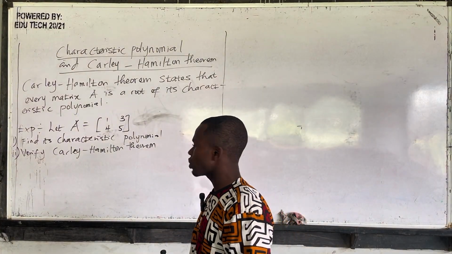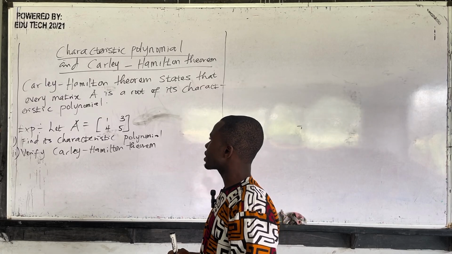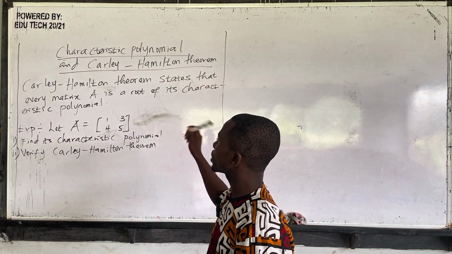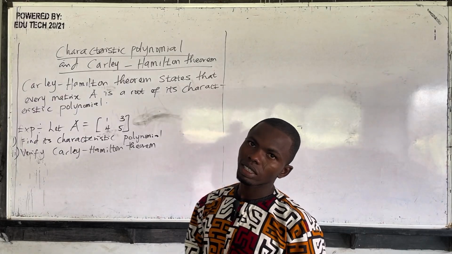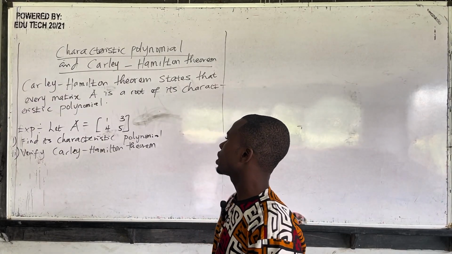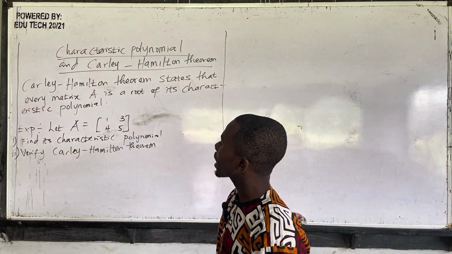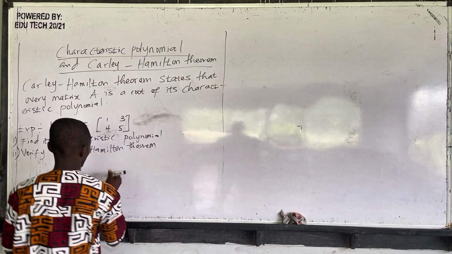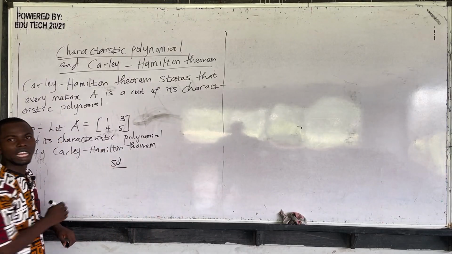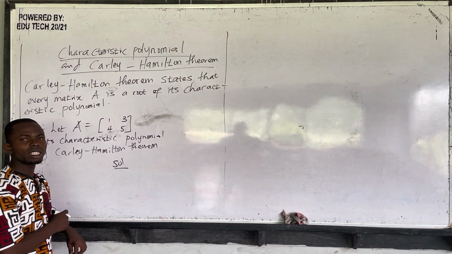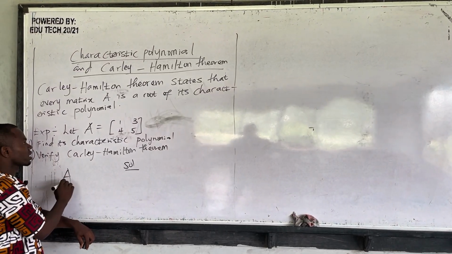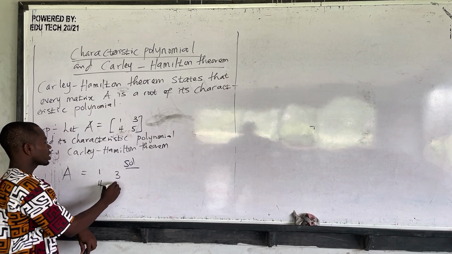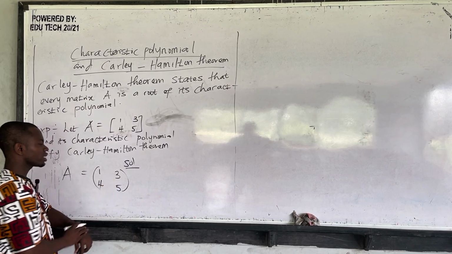Now, let's dive into calculation. Example 1 says, let matrix A be [1, 4; 3, 5]. The question says, one, find the characteristic polynomial. Then two says, verify the Cayley-Hamilton theorem. Now, let's go. Solution. As we can see, we are given matrix A as 1, 4, 3, 5.